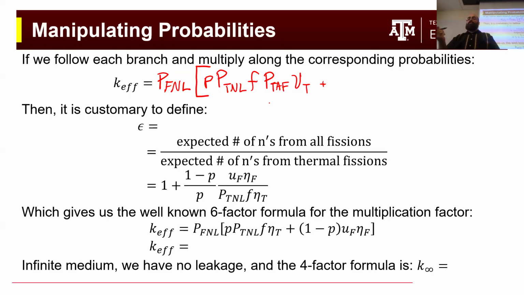And then we had the fast branch too. The fast branch had P_FNL, and then it had 1 minus P, it had UF, it had P_FAF, and it had UF. If you look at the tree that we just drew, this should be all of the probabilities multiplied along the left or thermal branch. These should be all the probabilities multiplying together on the fast branch. And these are just the probabilities that make it all the way down the tree.